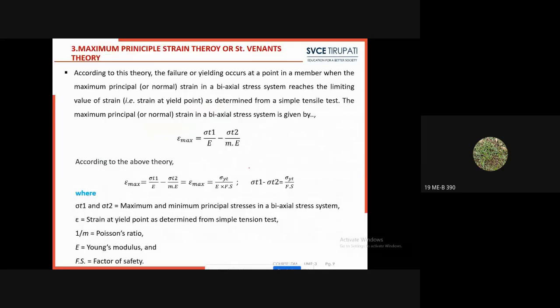Third one, maximum principal strain theory. First one ఏంటి, stress theory. This one is strain theory, also called St. Venant's theory అంటాం. ఓకేనా, ఇది కూడా సేమ్ అంతే. Under the strain which can be developed up to a maximum yield point, the theory we call principal strain theory. Failure or yielding occurs under a maximum principal strain condition in a biaxial plane. The theory is called the maximum principal strain theory.